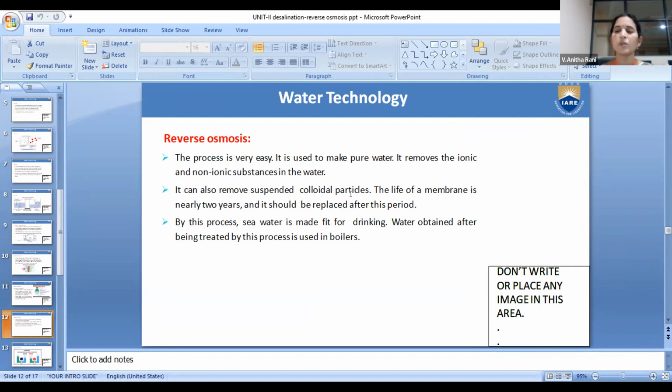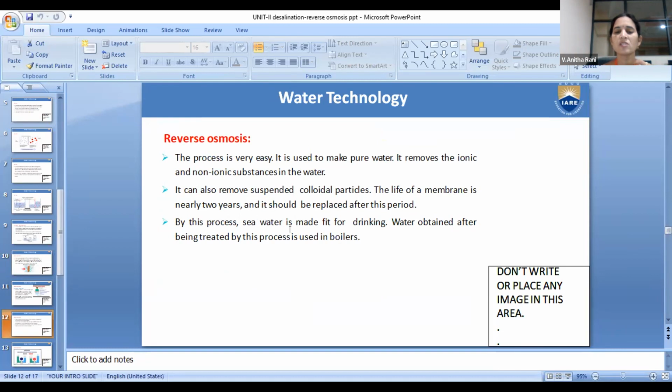Nothing but what, that semi-permeable membrane allows only solvent, no dissolved particles present in water. It does not allow any solute particles. You can remember this. Okay. So this semi-permeable membrane which we are using, we can use up to 2 years. Up to 2 years, you can go for purification of the water. So the life of a membrane is nearly 2 years, and after 2 years, remove that semi-permeable membrane and replace it with a fresh one. Okay, and you can go again for the reverse osmosis process.